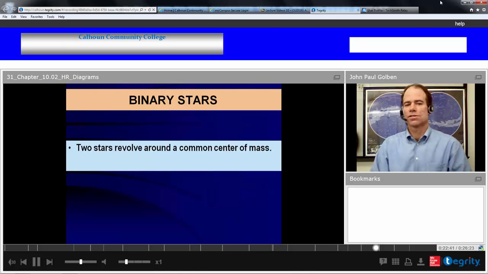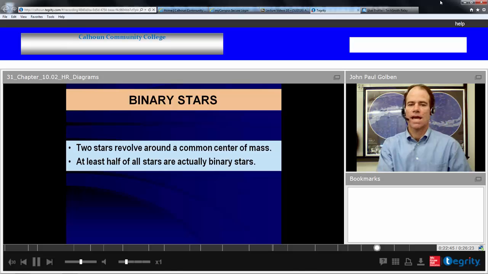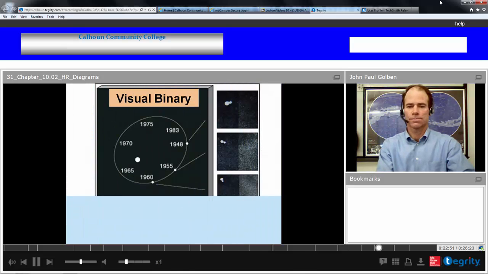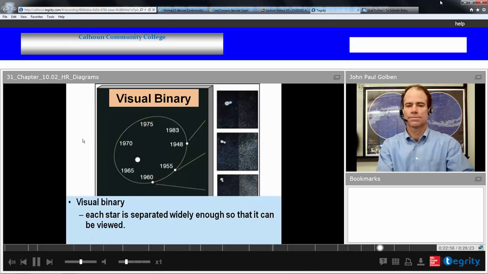Binary stars. Two stars revolve around a common center of mass. At least half of all stars are actually binary stars, and there are three ways to identify binary stars. One is through a visual binary. A visual binary would be if we took an actual visual picture of the stars, and over the course of years kept on taking pictures of them and watched them actually visually revolve around their own common center of mass.